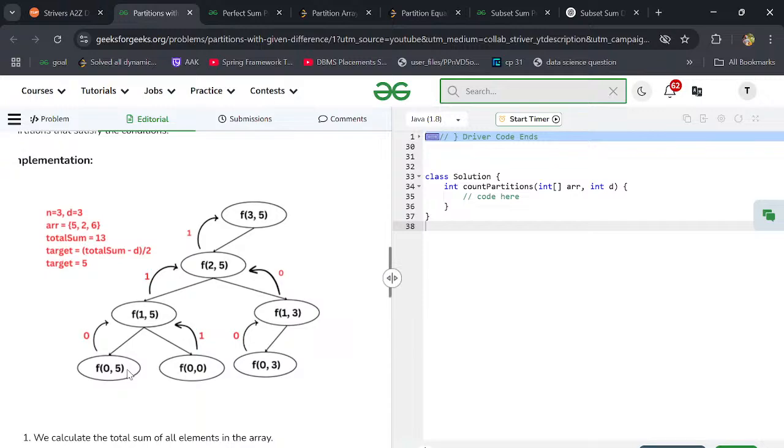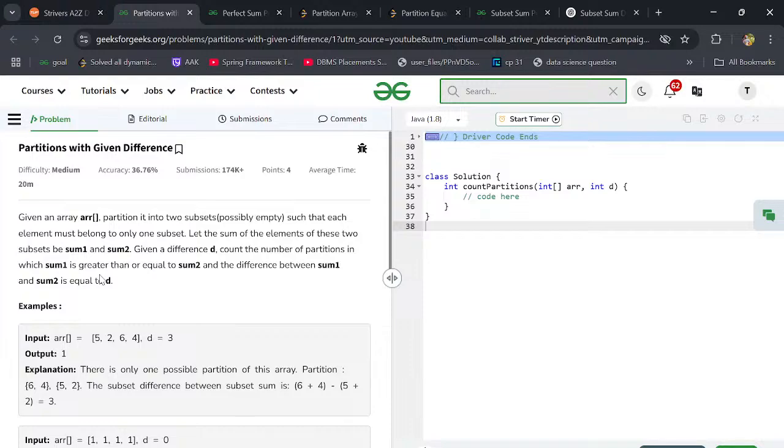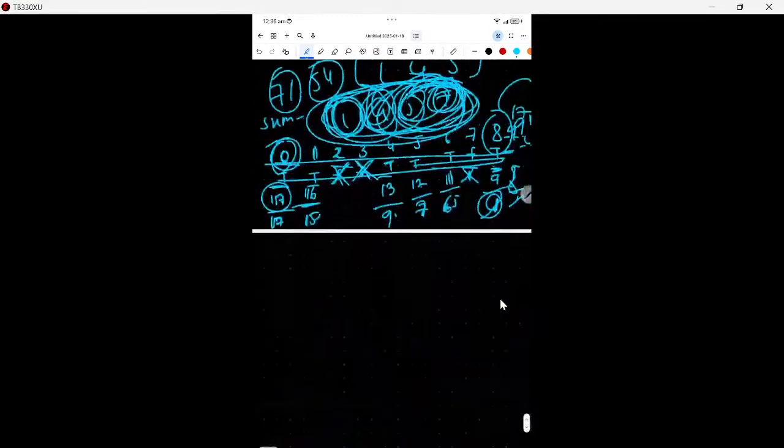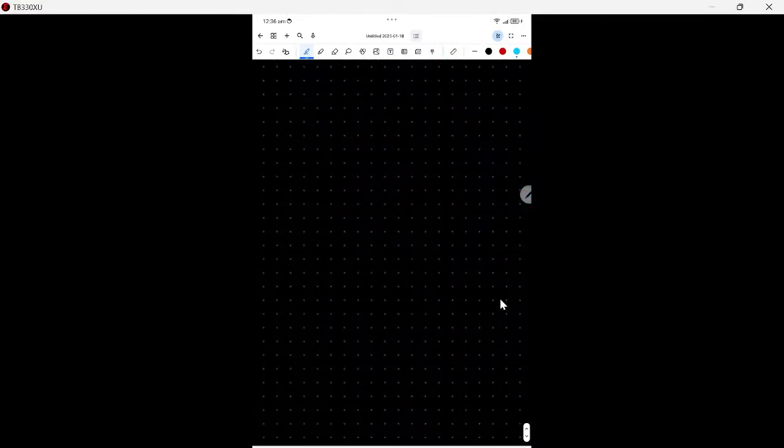No, I'm sorry. Did I miss any question? I mean, count the number of partitions in which sum1 is greater than or equal to sum2 and the difference between them is equal to d. Okay. Let me think in this way.